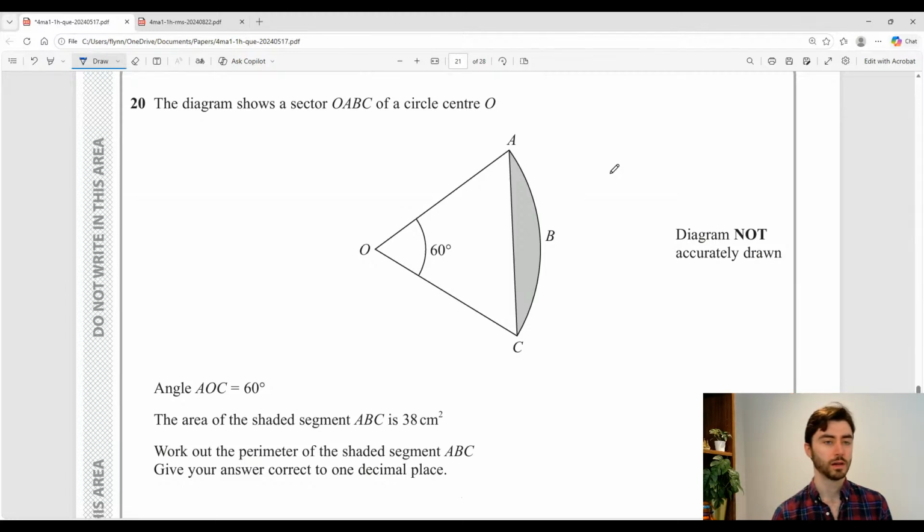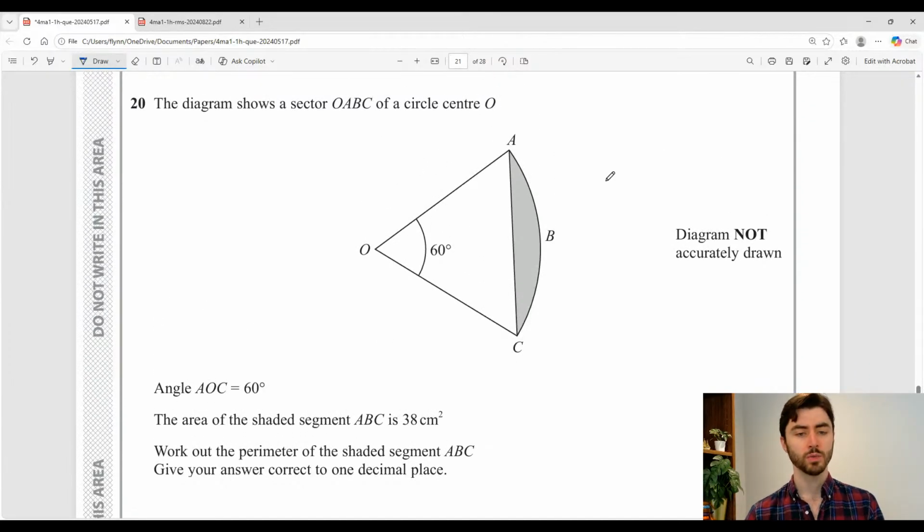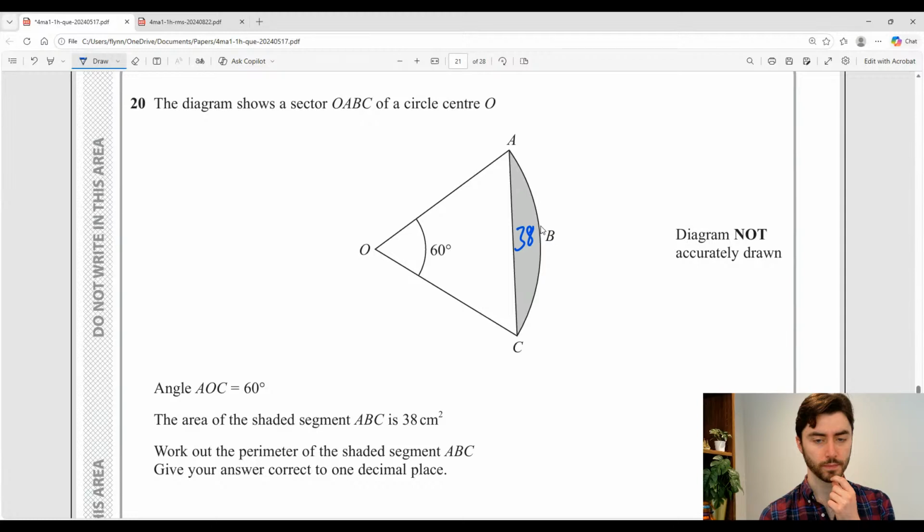I think I should have noted as well, that question was relevant to all syllabuses. Here, work out the perimeter of the shaded segment ABC. Okay. So that angle is 60. This area is 38. That is the radius of the circle.